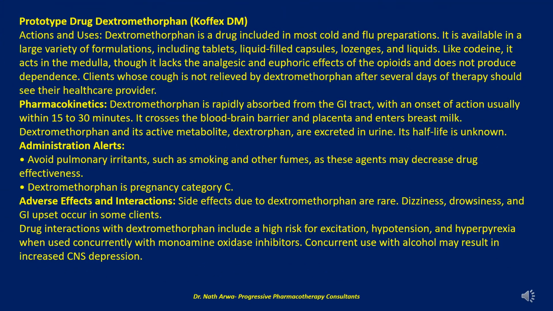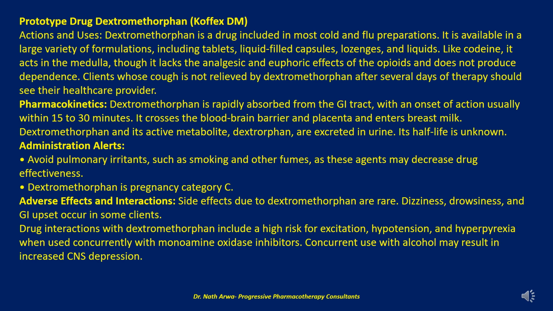Next we will discuss a prototype drug dextromethorphan, marketed as Cough-XDM. Regarding its actions and uses, dextromethorphan is a drug included in most cold and flu preparations. It is available in a large variety of formulations, including tablets, liquid-filled capsules, lozenges, and liquids. Like codeine, it acts in the medulla, though it lacks the analgesic and euphoric effects of the opioids and does not produce dependence.